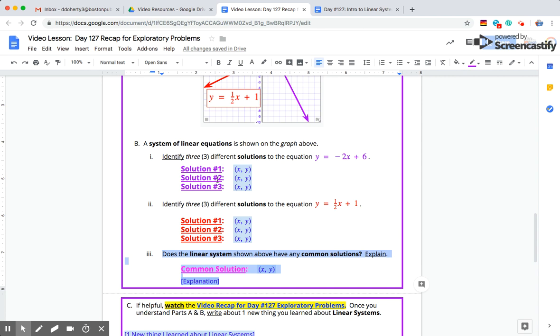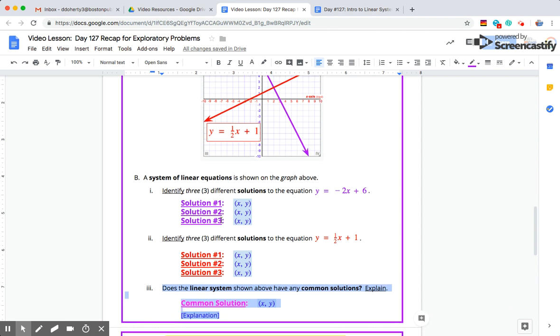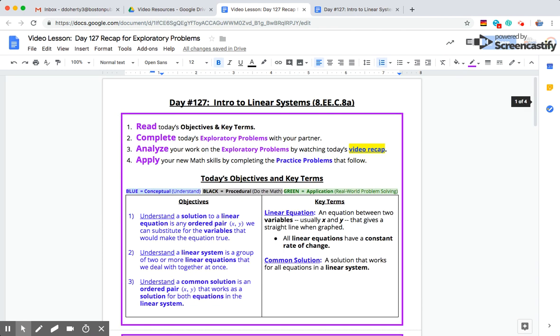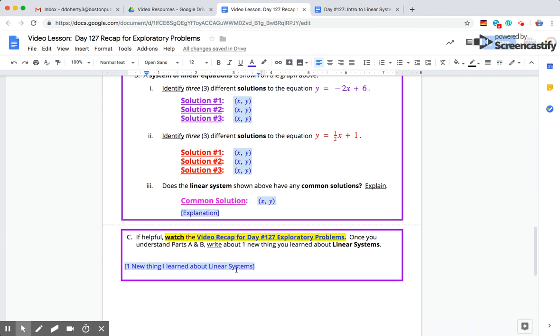The key thing is if we can find solutions, every dot on the red line is a solution to the red equation, every point on the purple line is a solution to the purple equation. If we're given a graph, do we have the ability to find if there are any common solutions? And if you read the objectives today, you know a common solution, simply stated, is a solution that works for all equations in a linear system. And objective 3 can give you a little more detail about a common solution as well. Feel free to let me, Ms. Stewart, know if you have any questions.